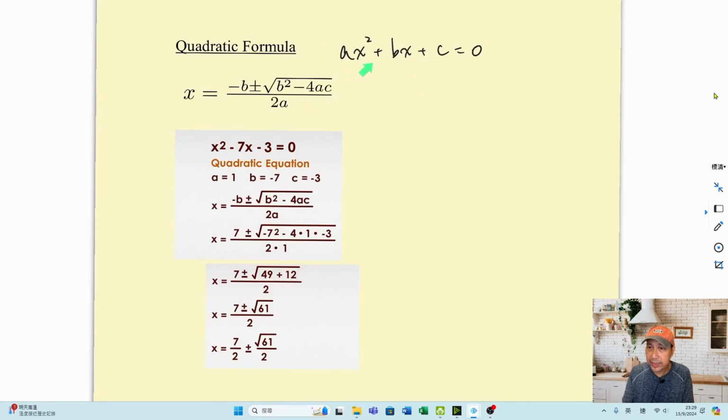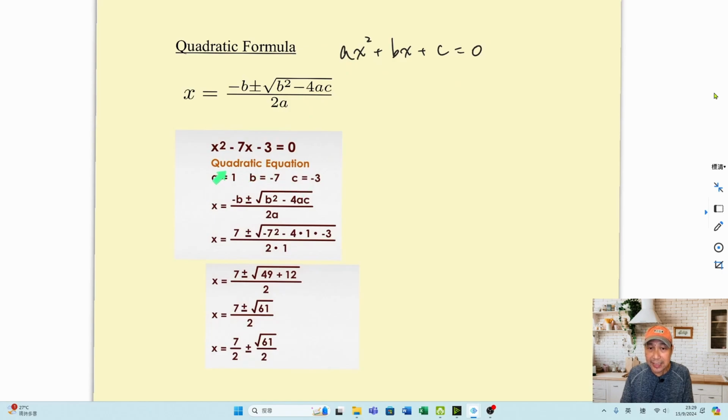Suppose that you are given a quadratic equation, ax squared plus bx plus c is 0. a, b, c are numbers. They refer to the x squared coefficient, the x coefficient, and the constant. For example, h squared minus 7h minus 3. a, b, c refer to the number before h squared, h, and the constant. So you see that in this case, a is 1, b is negative 7, c is negative 3.